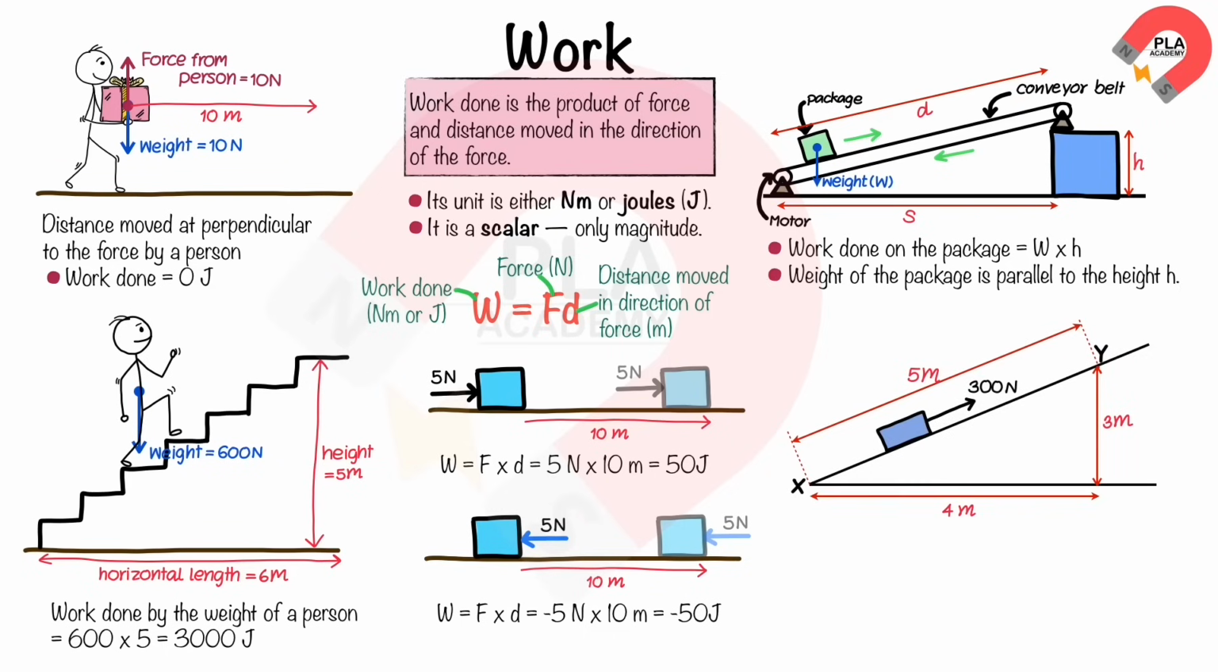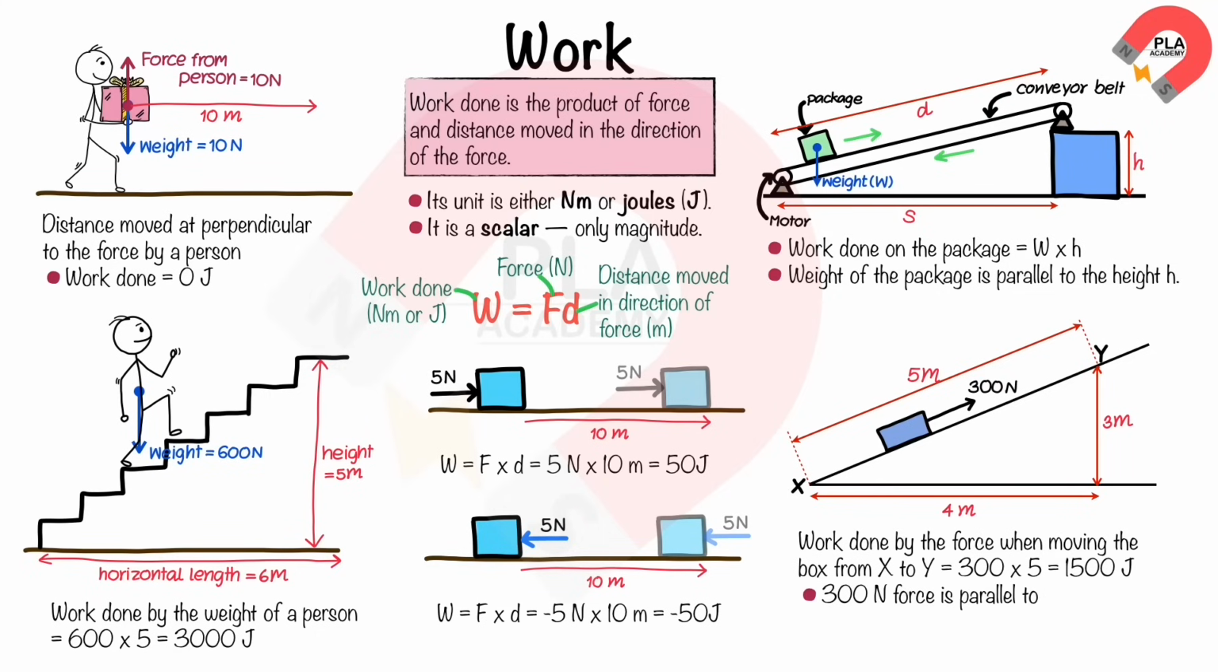A 300 newtons force is applied to a box to move it up a ramp, as shown. Therefore, the work done by the force when moving the box from X to Y is 300 times 5, which is equal to 1,500 joules. This is because the force of 300 newtons is parallel to the 5 meters.